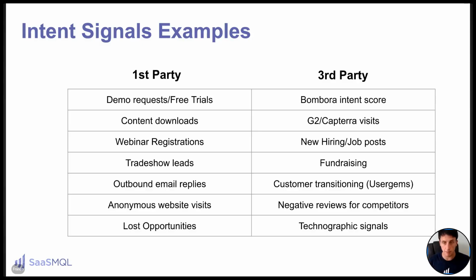For example, UserGems is a solution that is famous to track who from your customer just switched company, changed to another company. Those are normally very important leads to target, because if someone really loved your solution and used to adopt it at their current company and they change company, they want to probably implement the same. That happens a lot. Negative reviews for competitors, very interesting, as well as technographic signals.